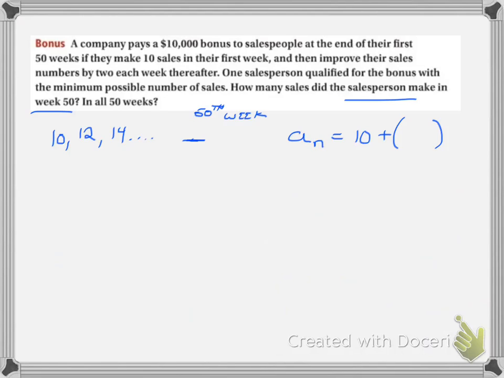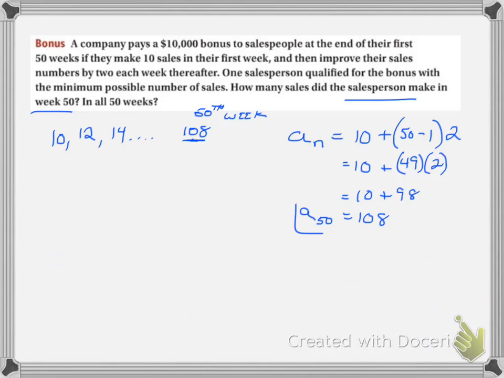I'm trying to find what the 50th week is, so my n is going to be 50. And my common difference is 2. 10 plus 49 times 2, 10 plus 98 is equal to 108. And that's what the 50th term is. Okay, that's the first question. How many sales did they make in week 50?